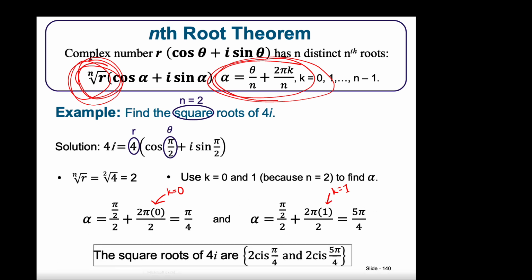So the square roots of 4i are 2 cis pi over 4, which came from this one, and 2 cis 5 pi over 4. So it turns out that the square roots of 4i are 2 cis pi over 4 and 2 cis 5 pi over 4.